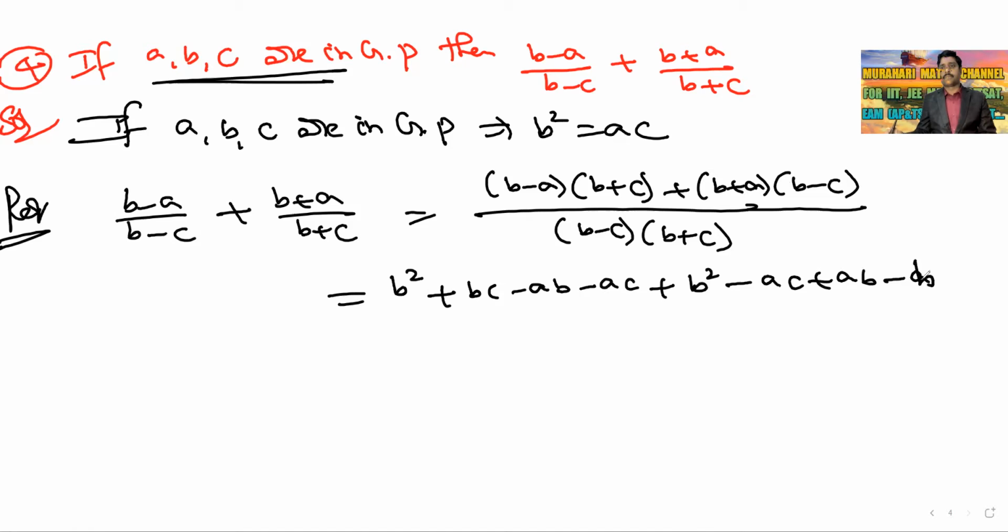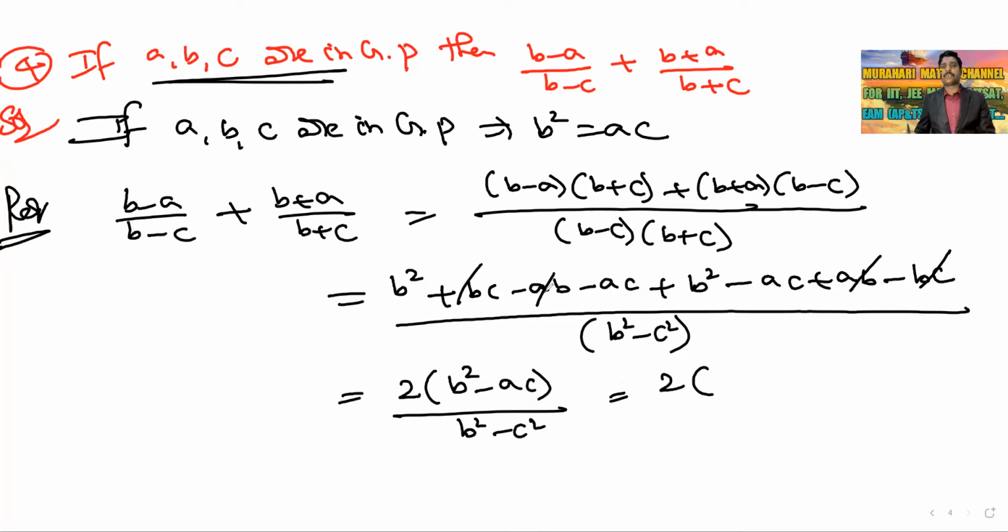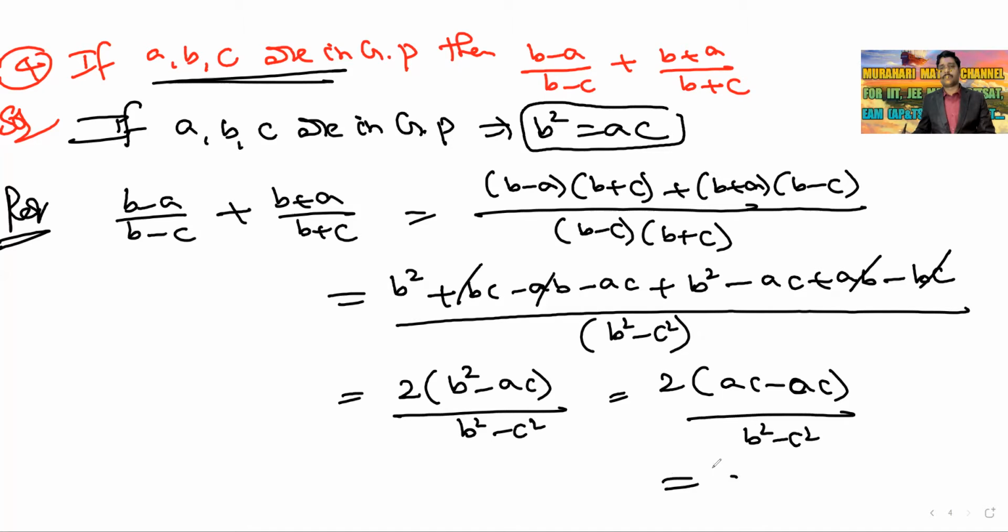minus BC. Okay, minus BC by B minus C into B plus C, B square minus C square. In this one, BC gets cancelled as well as AB. So B square plus B square, 2 times of B square minus AC minus AC, 2AC. Take 2 common: B square minus AC by B square minus C square, 2 times of B square minus AC. B square value we have AC, AC minus AC by B square minus C square, it will be 0.